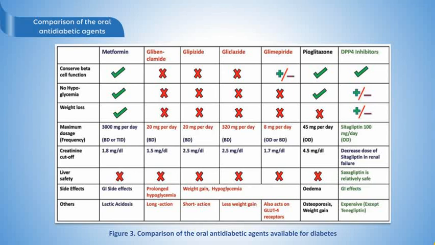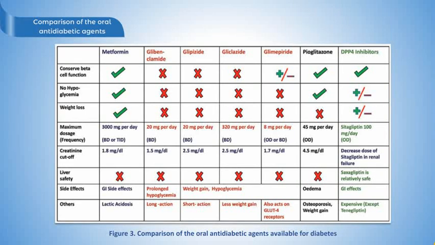And then the next one is glycoside. It does not conserve the beta cell function and will cause hypoglycemia and does not reduce the weight of the patient. As for the maximum dosage for glycoside, it was 320 mg per day and will be consumed by the patient twice a day. The creatinine cutoff was 2.5 mg per deciliter and it was not safe for the liver and has the same side effect as glipizide, which is weight gain and hypoglycemia.